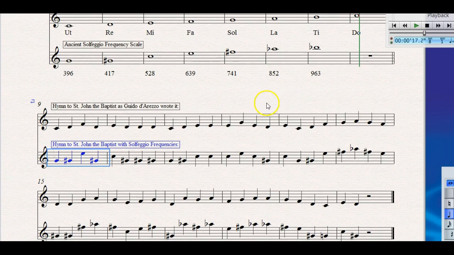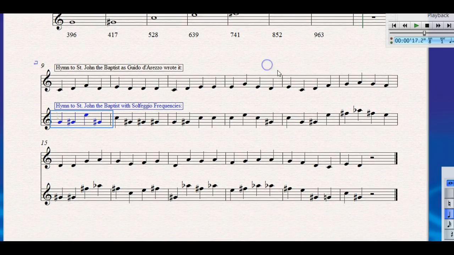Okay. So let us hear this lovely tune with the Ancient Solfeggio Frequencies.